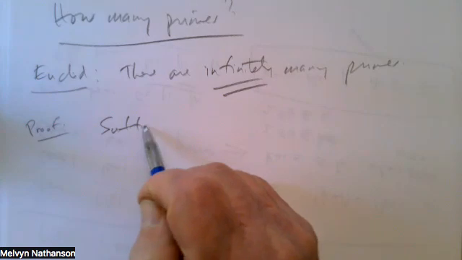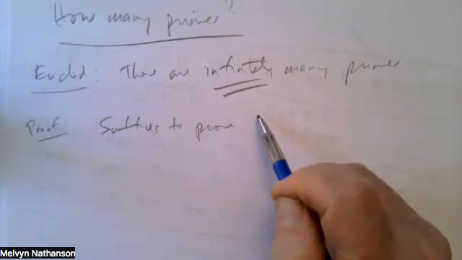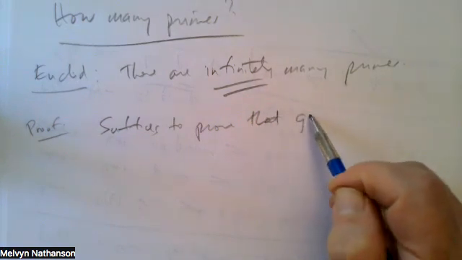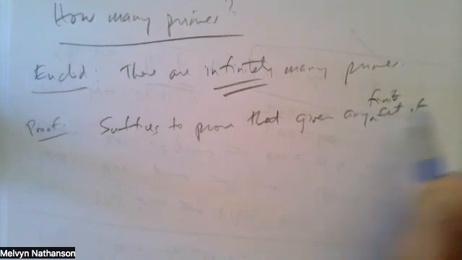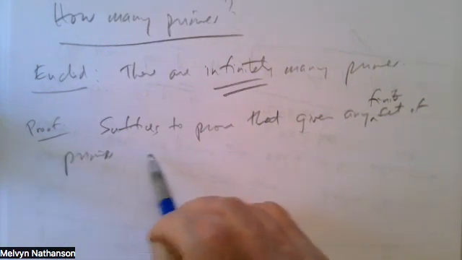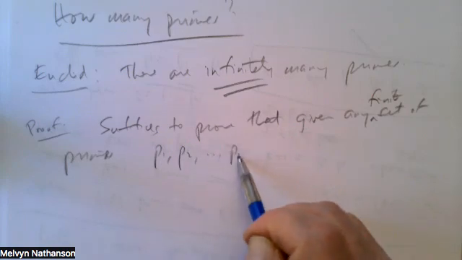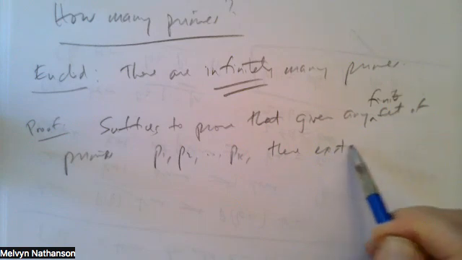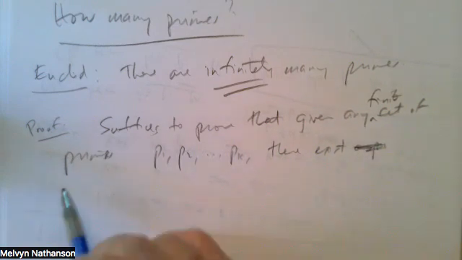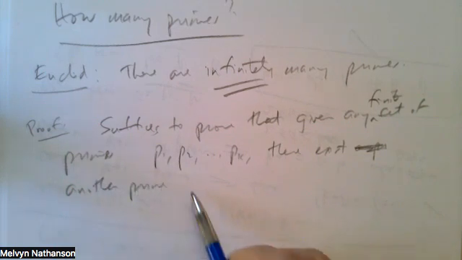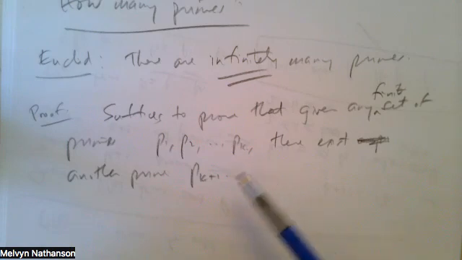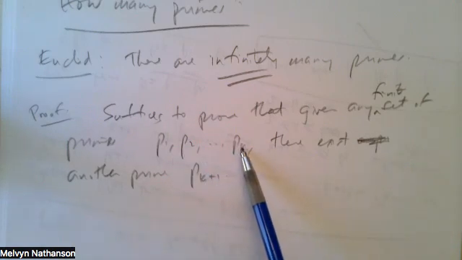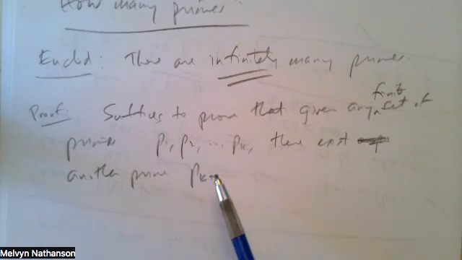So it suffices to prove that given any finite set of primes, say p1, p2 up to p sub k, there exists another prime called p sub k plus 1. That is, if there are only finitely many primes, and I wrote them all down, you couldn't find another prime. But if given any set of primes, say k primes, I can always find another one. That proves that the set of primes has to be infinite.